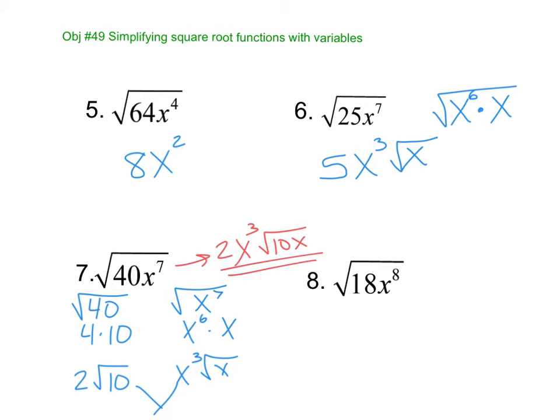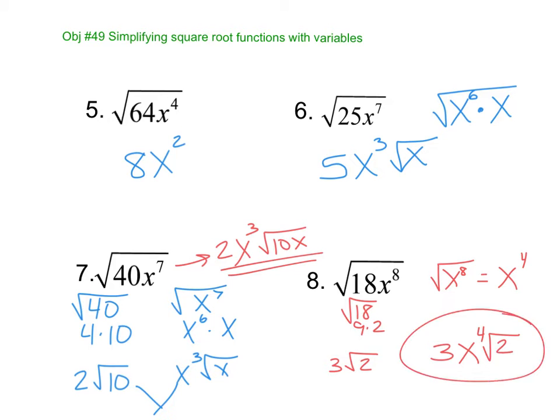All right, last one. So the square root of 18 is 9 times 2. That's 3 root 2. Square root of 9 is 3. And then what about that square root of x to the 8th? X to the 4th times x to the 4th is x to the 8th. And then we put that with the 3. So 3x to the 4th root 2. Done.